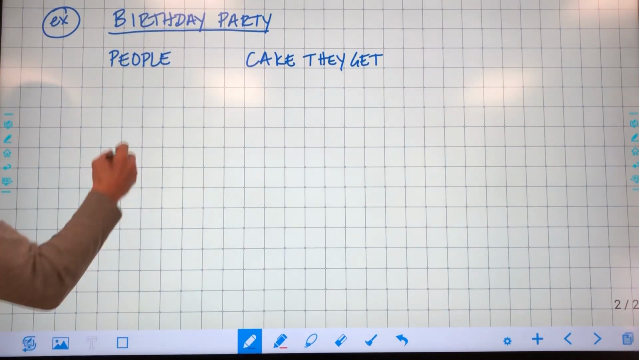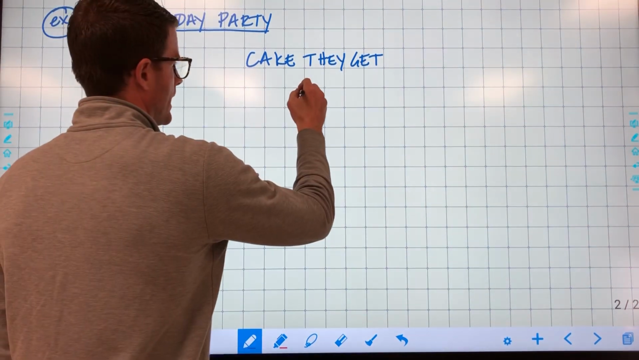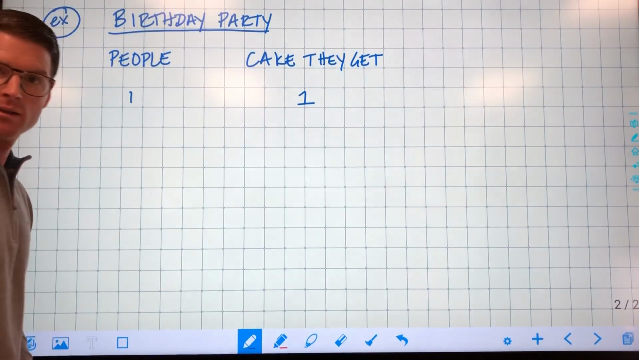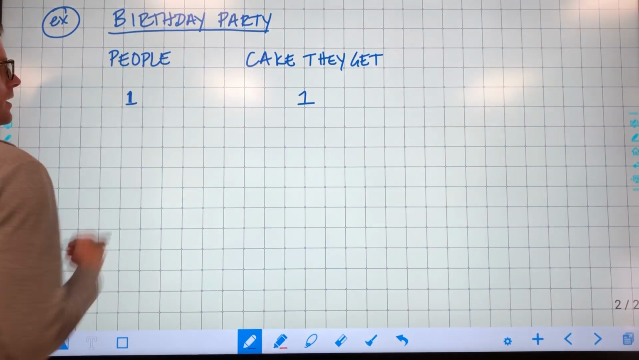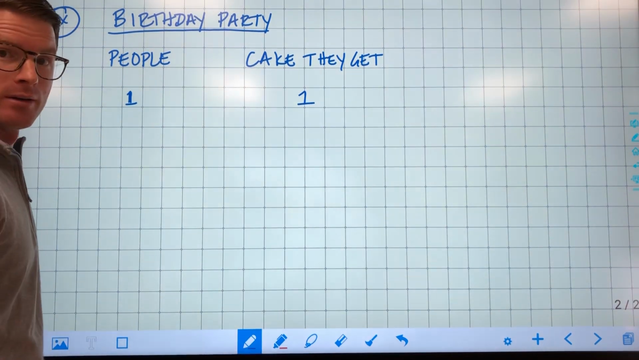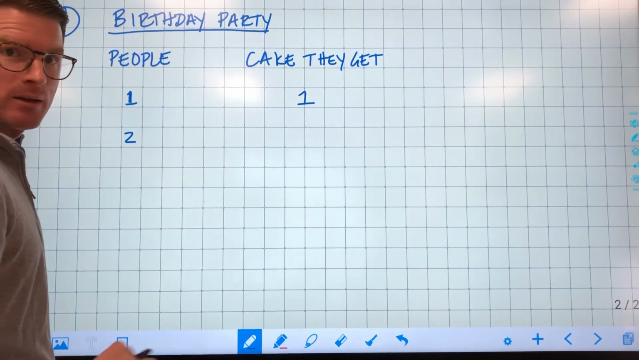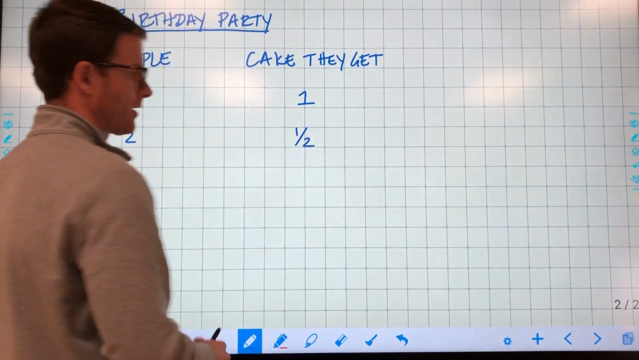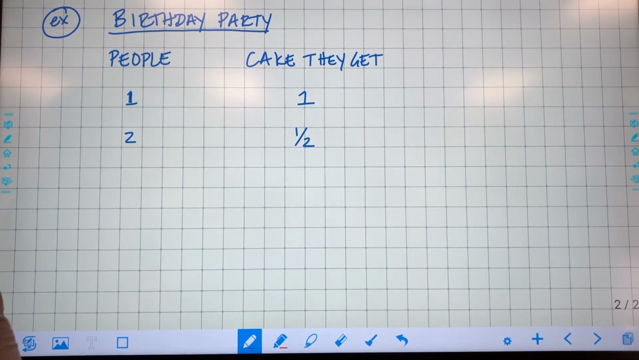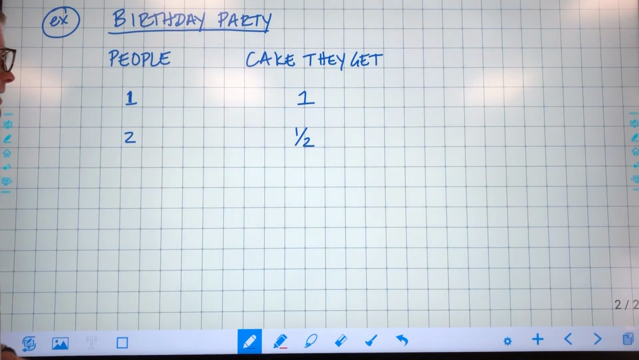If I have one person at my birthday party, just me, I get the entire cake. The whole cake is for me. And I say, yeah, that's kind of boring. I want to have two people, me and my best friend. So how much cake do we each get? We each get half of a cake. He gets a half, I get a half, which makes up the entire cake.